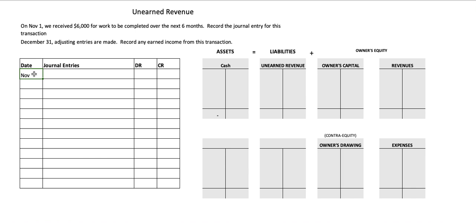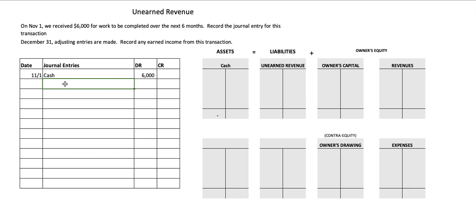So it's November 1st and we receive cash. We get $6,000. Now, the question is, what do we credit? A lot of students might make the mistake of crediting revenue, but the problem with that is we have not done the work yet. We have not earned our money. And remember, revenue is earned money.